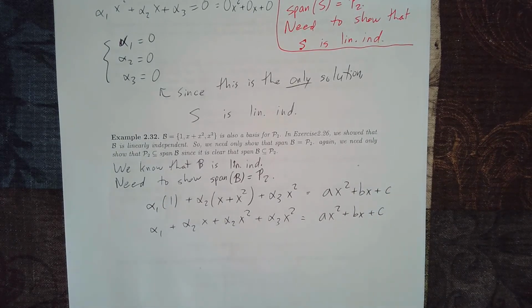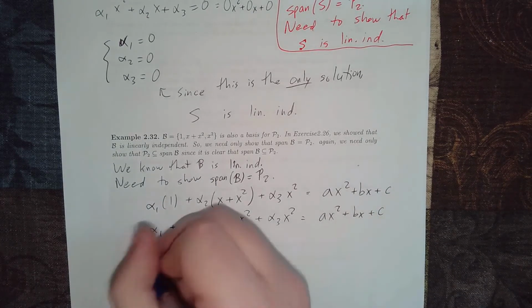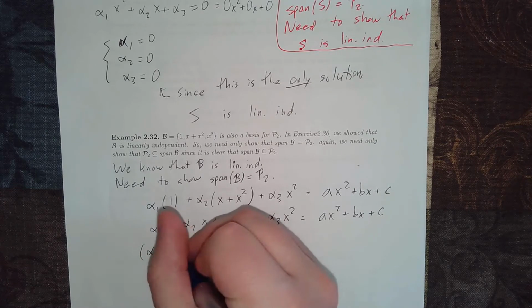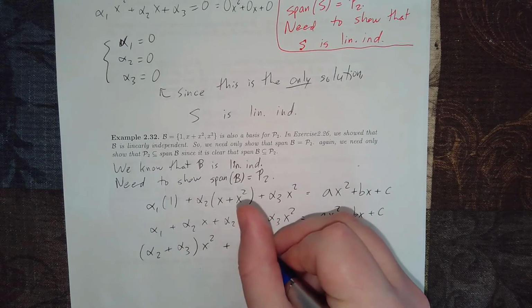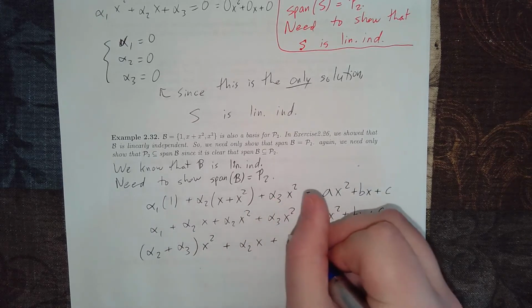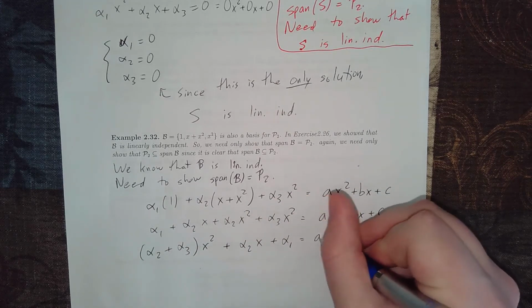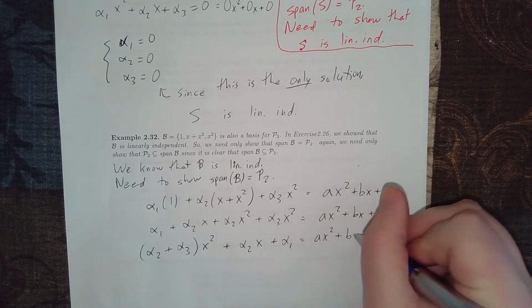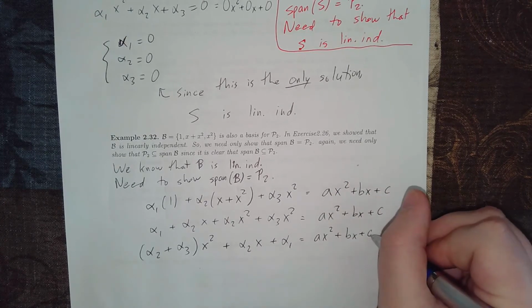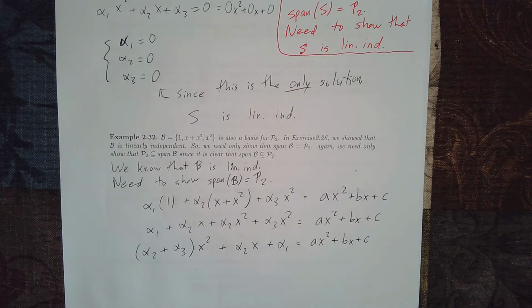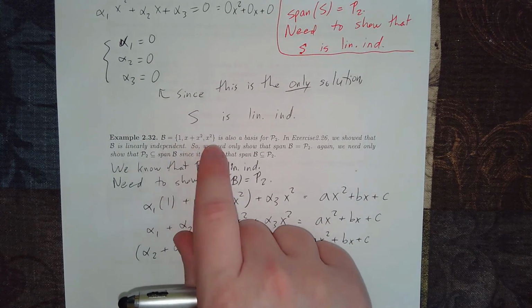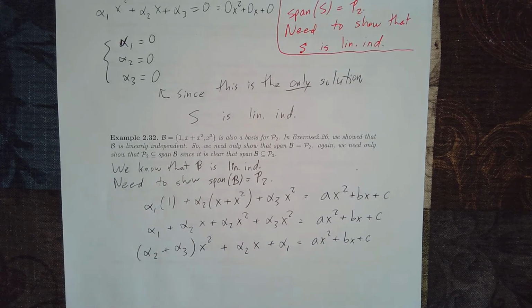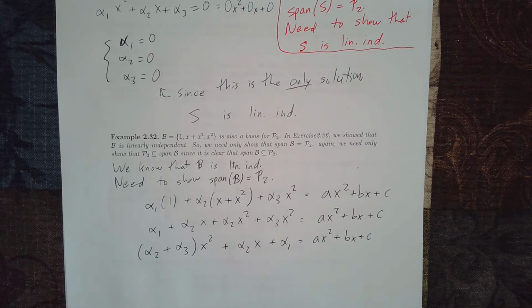And so if we rewrite these a little bit, we get alpha 2 plus alpha 3 x squared plus alpha 2x plus alpha 1 equals ax squared plus bx plus c. And so I'm going to take a moment to pause. I think in the last video we had these in the reverse order, but right now the order they're in is not important, just the fact that we have them all.